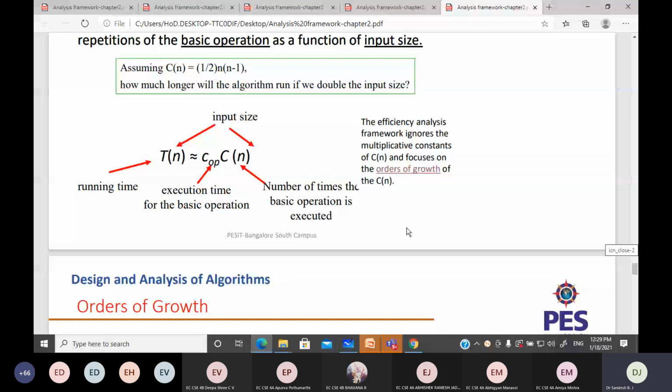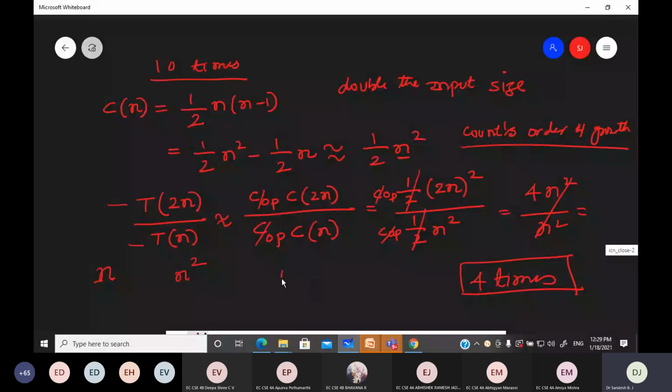For example, as we are comparing algorithms which solve the same problem, if we have an algorithm which takes time n and another takes n square, for input of size 1, 2, 3, it is not much significant to say which algorithm is better. For example, if input is 2, this takes time 2, this takes 4. There is not much difference, and we will not be able to compare these two algorithms for smaller input.